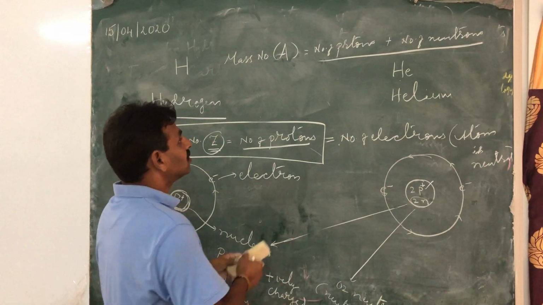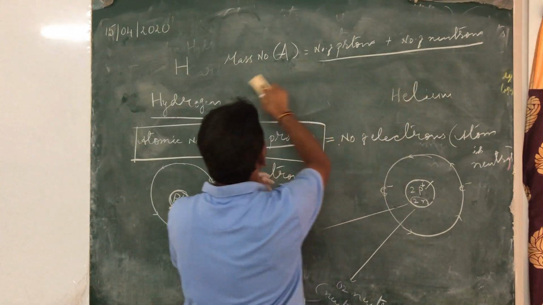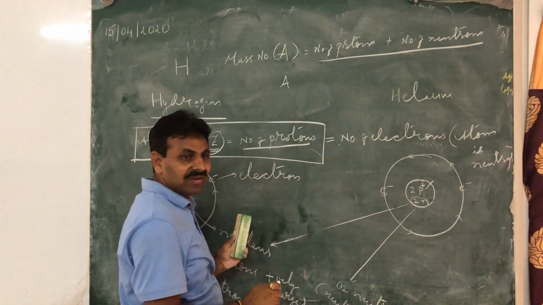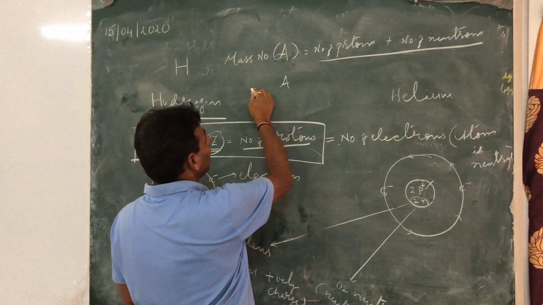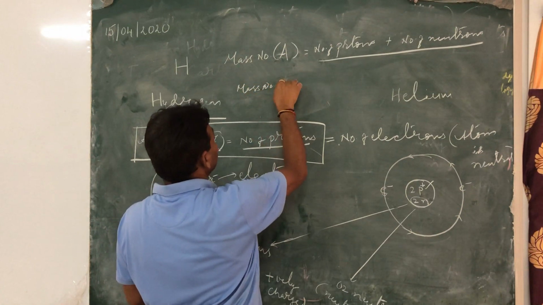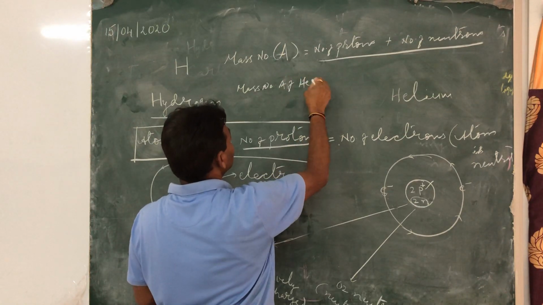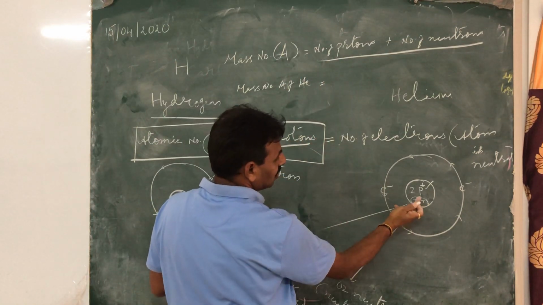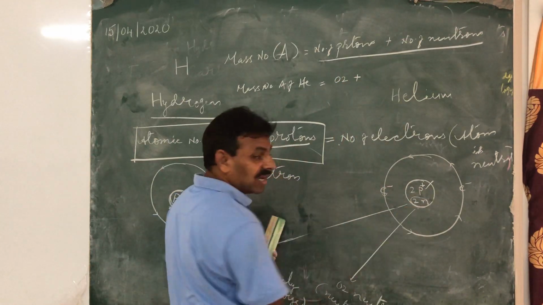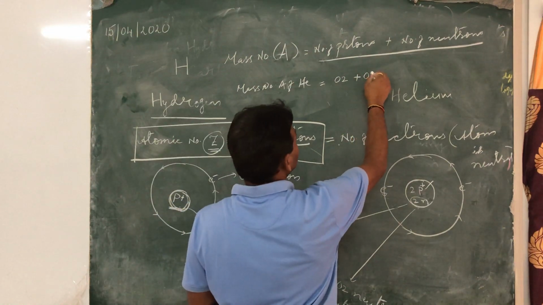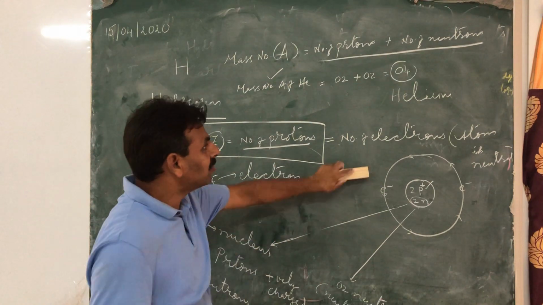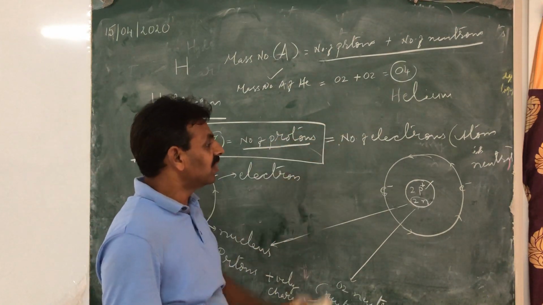2 protons. So I am writing here A equals, I am calculating the mass number of helium now. Mass number A of helium equals, how many protons are there? 2 protons. So 2 plus, how many neutrons are there, which are chargeless? 2. So 2 plus 2 is 4. So the mass number of helium is 4.